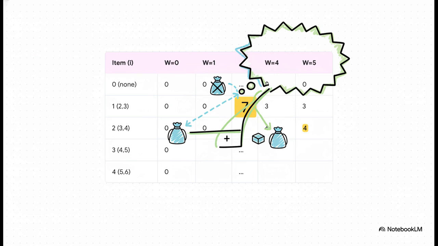We fill it in row by row, left to right. Let's look at that cell for item 2 with a bag capacity of 5. The algorithm asks, what's better? Option 1, we don't include item 2. In that case, the best value is 3. We just look at the cell right above it. Option 2, we do include item 2. That gives us a value of 4, plus whatever the best value was for the leftover space. Since the item weighs 3, we had 2 units of space left, and we look that up, it's 3. So 4 plus 3 is 7. 7 is better than 3, so we put a 7 in the cell.